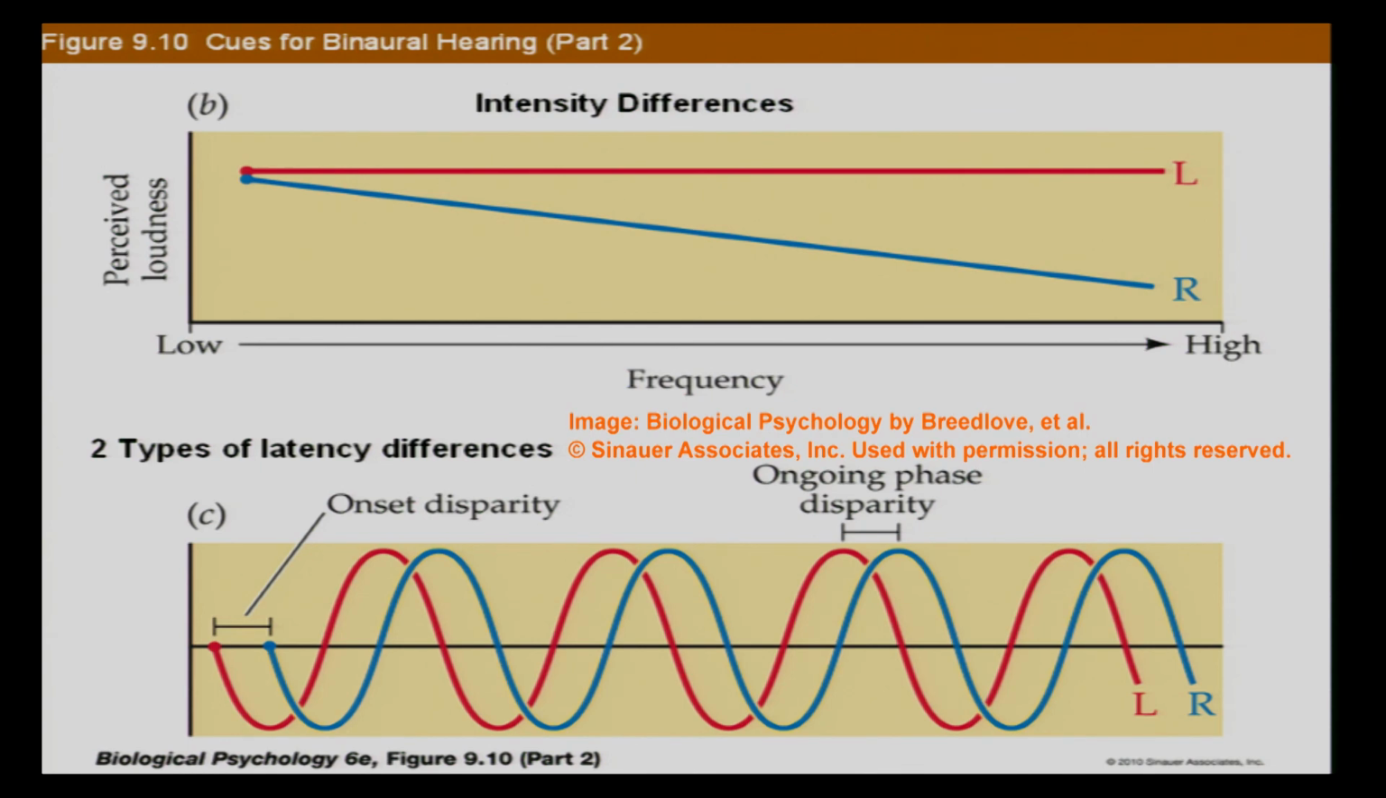Here are the two different types of latency differences. One is at the very beginning of the sound. It reaches one ear earlier than the other ear, and that difference can be seen. But you can see that the sound, once it gets there, processed by the two ears, continues to have an ongoing phase disparity. And that means that I could continue to tell this latency difference even after the very beginning of the sound. So both of these kinds of computations are used.